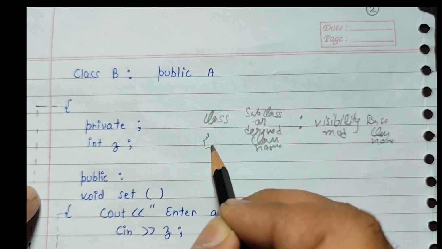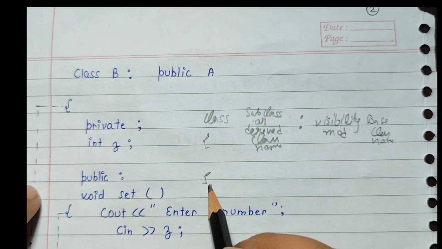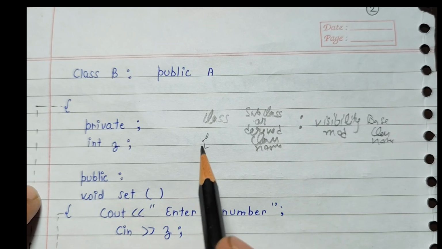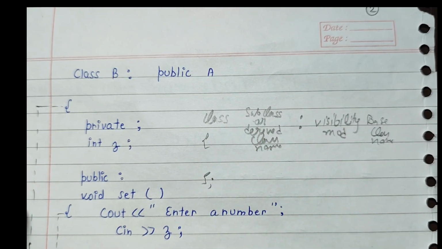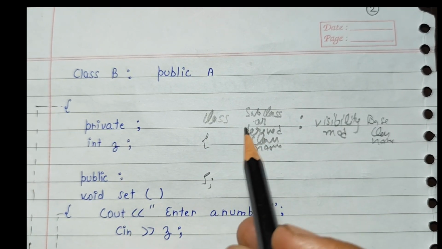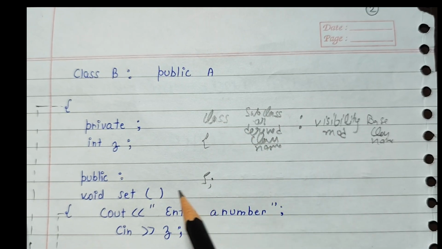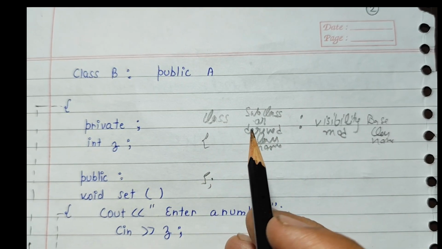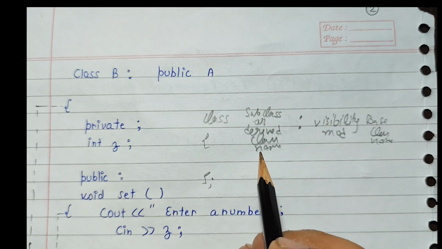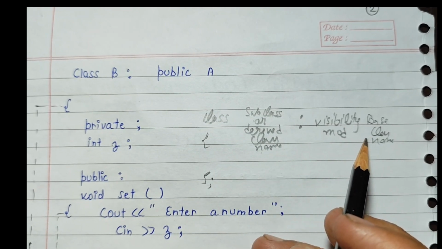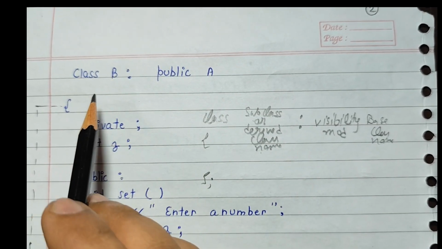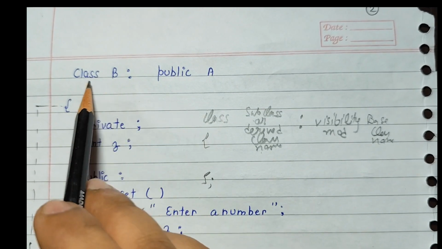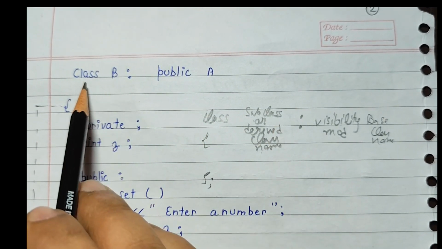Okay, then open the curly braces, close the curly braces, then semicolon. So this is the syntax for implementing the inheritance. This is the syntax for creating a derived class from the old class. Okay, so here I follow this rule.